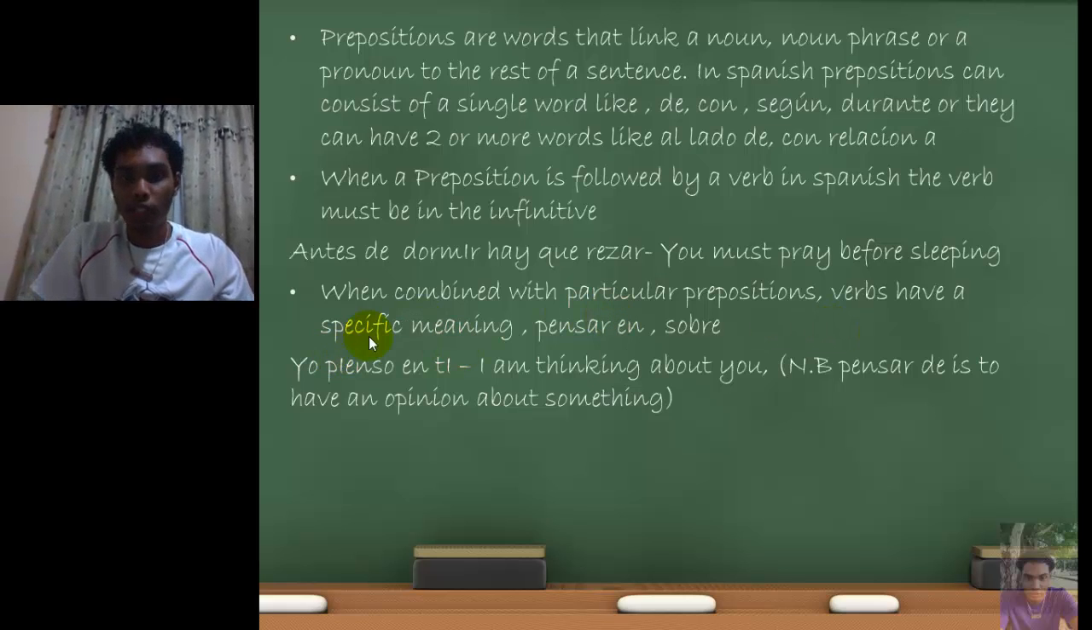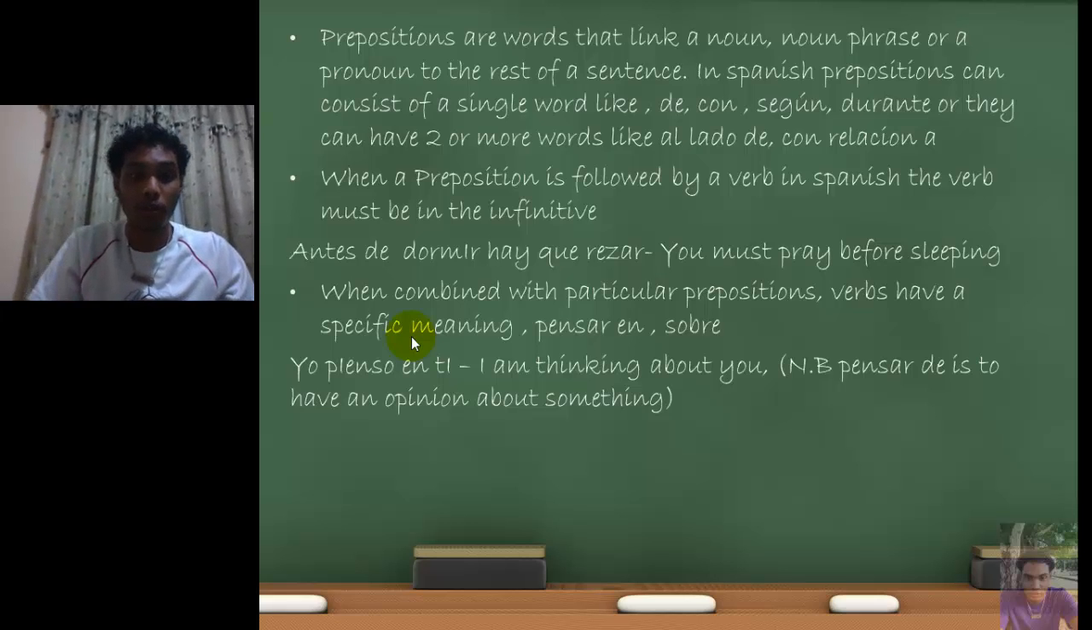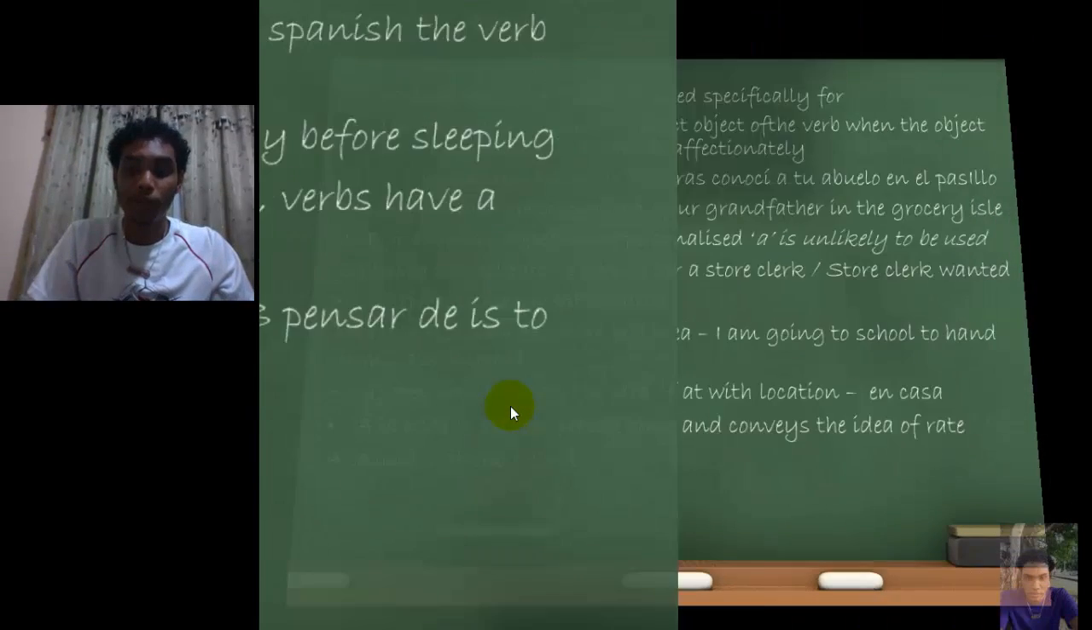When combined with a particular preposition, verbs have a specific meaning. Right? So if you want to tell a girl, I'm thinking about you, you don't say, yo estoy pensando de ti, right? Or sobre ti. Right? You say, yo pienso en ti. So this is a very special use here, right? And pensar de is to have an opinion about something.